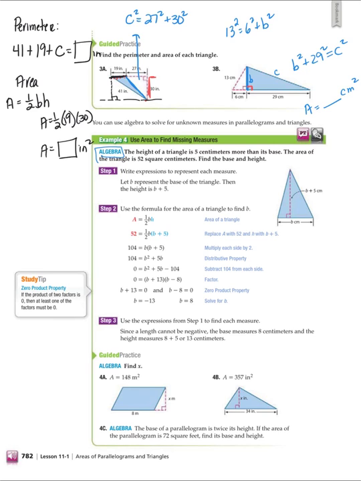All right, we were given the height in terms of the base. So we've got to let B represent the base of the triangle. Therefore, the height is going to be b plus 5, since it's 5 centimeters more. When you write down that formula, like I've asked you to, it's easy to go ahead and plug everything in that you know.